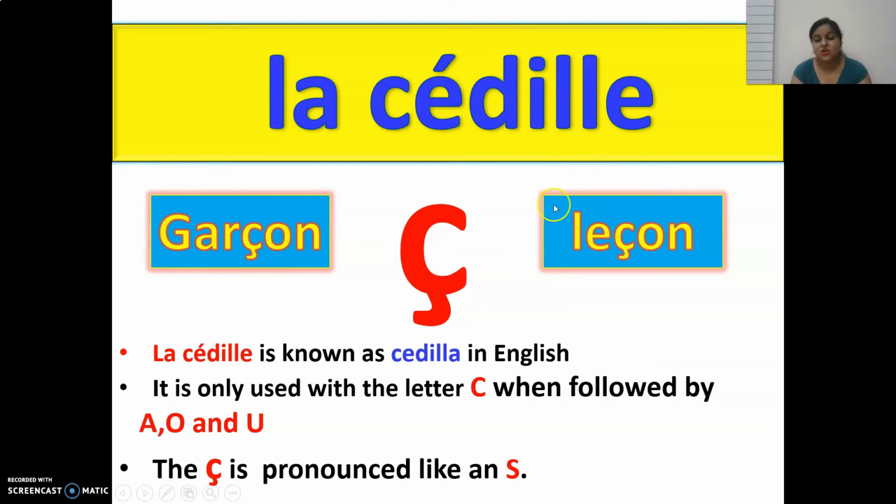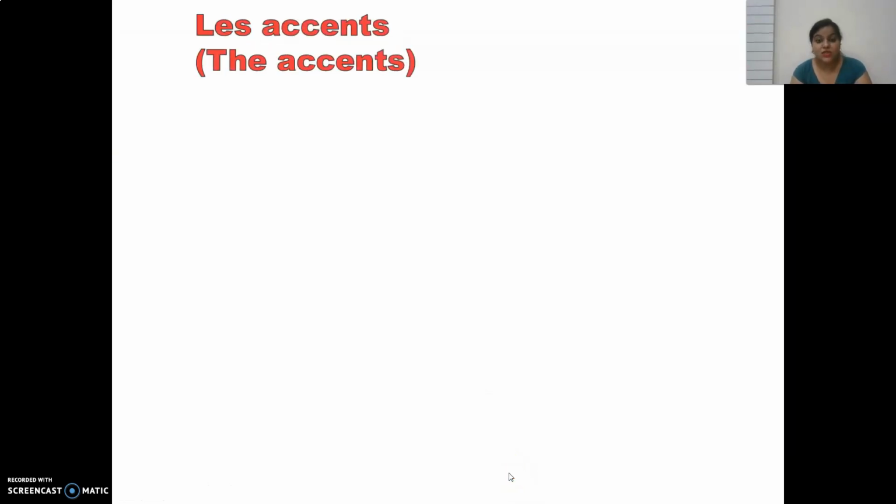Leçon means lesson. So what we have learnt about la cédille is that it is known as cedilla in English and it is only and only used with the letter C when it is followed by A, O and U. And what difference does it make in the sound? It makes the sound of C as 'sir'. Now let's quickly revise all the accents.